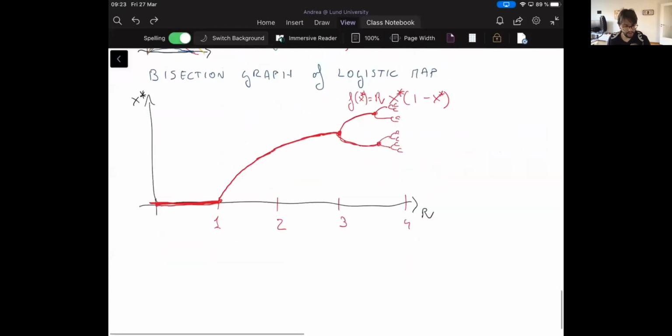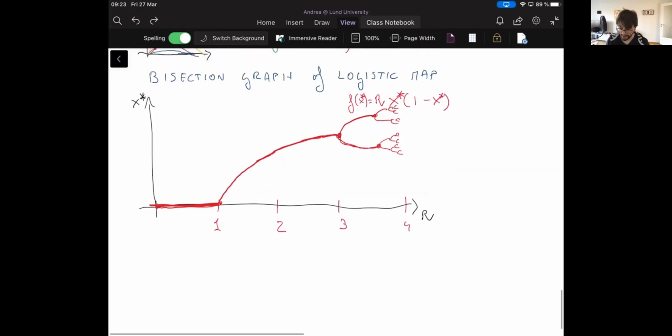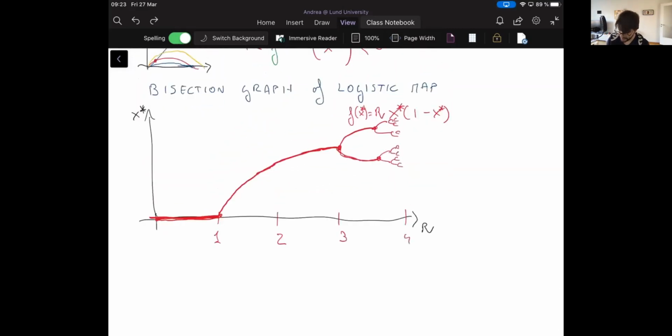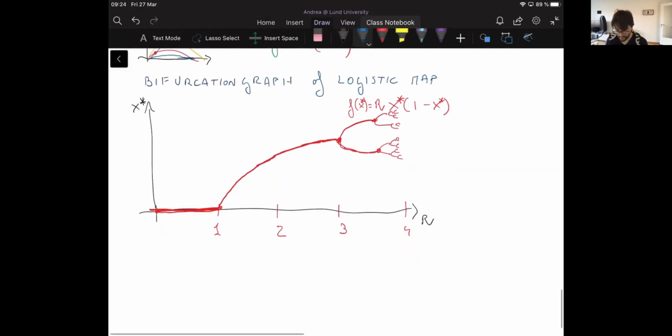So I will go on to explain the Lyapunov exponent, and other properties that we can now study of this bifurcation graph. I used bisection for too many things. Let's say bifurcation. Do you see my screen now?